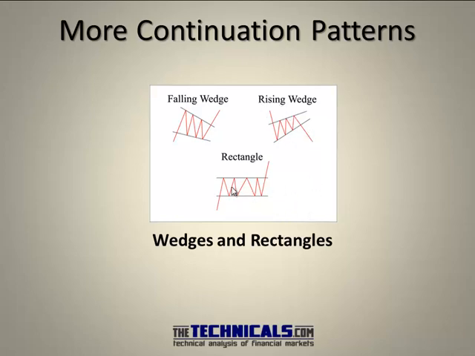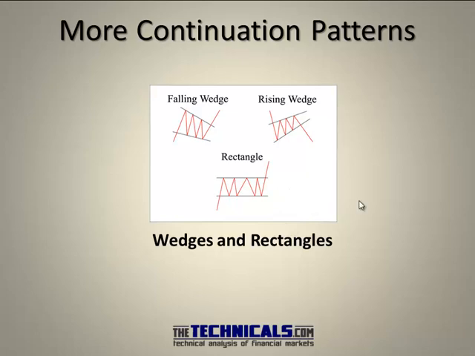Same thing with the rectangle, although the rectangle is not biased either to the upside or the downside. We are looking for the previous trend if we're looking for a continuation pattern. So in terms of this rectangle, if we have a move to the upside and then a sideways consolidation within this rectangle, we're looking for a breakout to the upside to give us a continuation of this uptrend. Same thing if it were to come from the upside, come down. We are looking for a consolidation and then breakout to the downside to continue the downtrend. So those are wedges and rectangles.